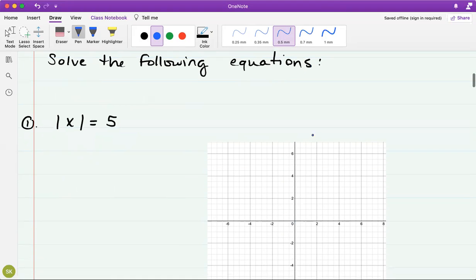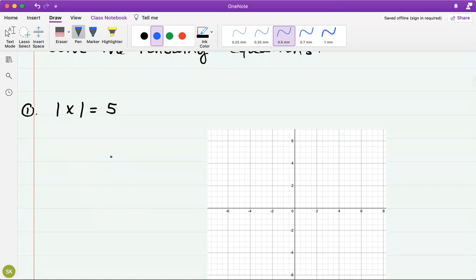We're going to solve the following equations. First off, we're going to just think about the solution, and then we're going to graph them. So here I have the absolute value of x is equal to 5. What I want to find is all values of x that when I plug them into the absolute value signs, I get 5. So let's think about this. Definitely if I plug in 5, that will work, right? The absolute value of 5 is 5. Also, if I plug in -5, you'll get 5.